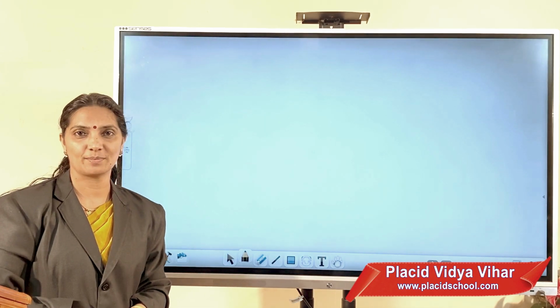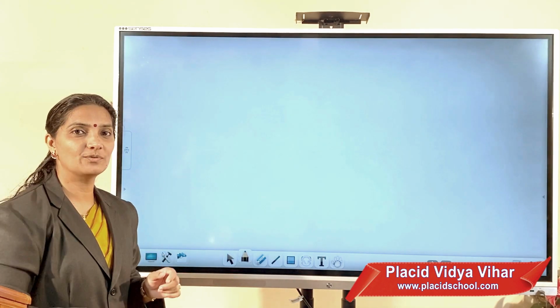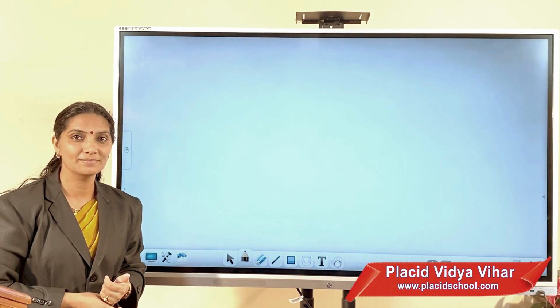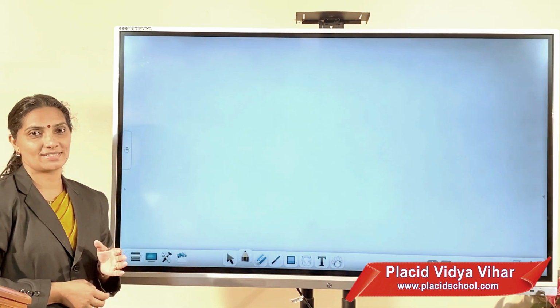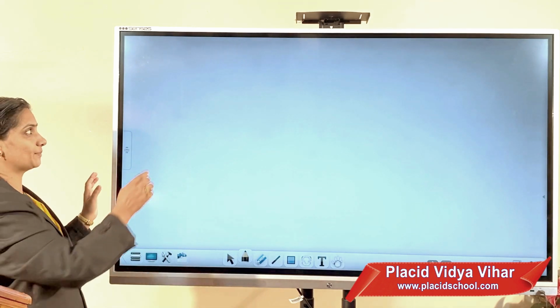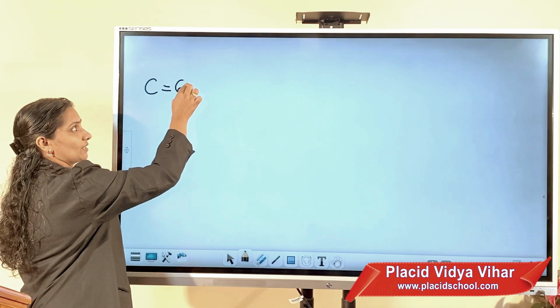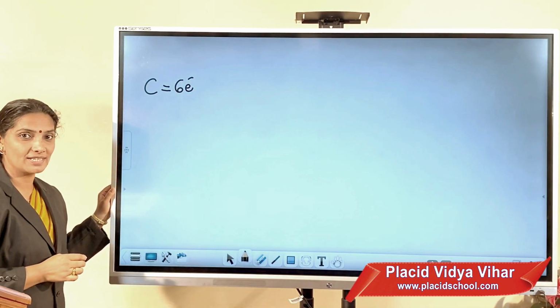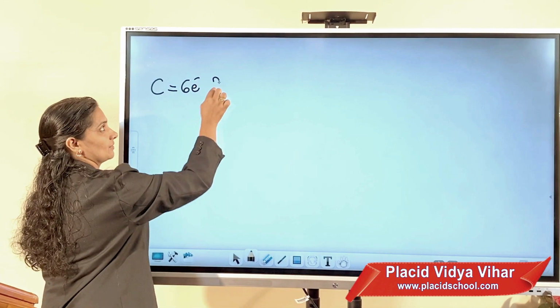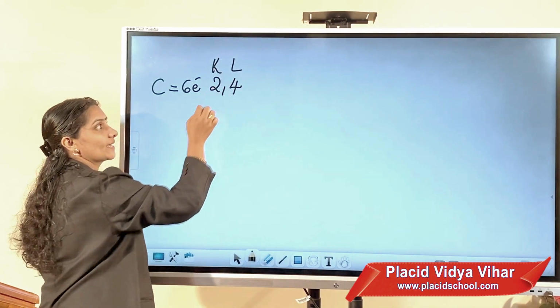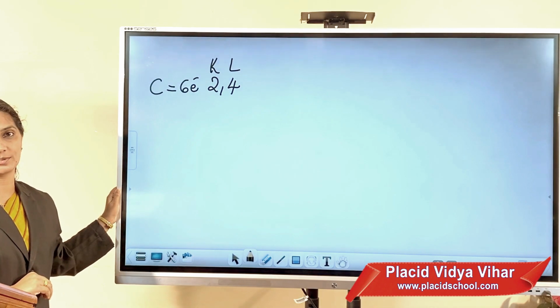Let's consider some examples. We can start with carbon. Do you know how many electrons are present in a carbon atom? It is 6. We can write the configuration of carbon as C equals 6 electrons. Its configuration is 2, 4. K shell has 2 electrons and L shell has 4 electrons.